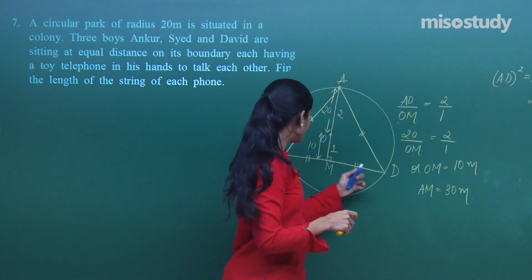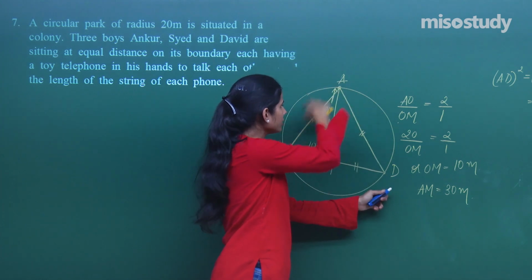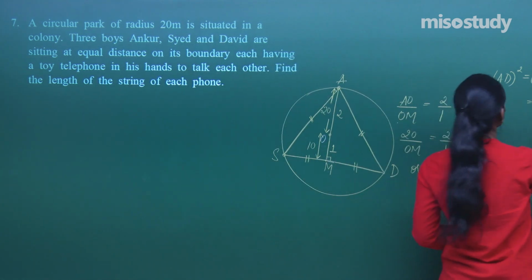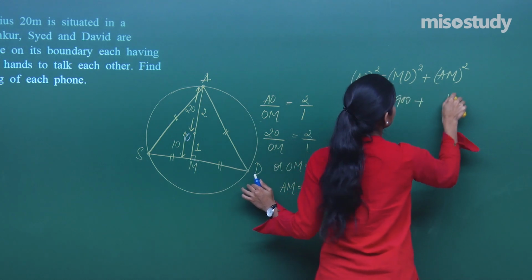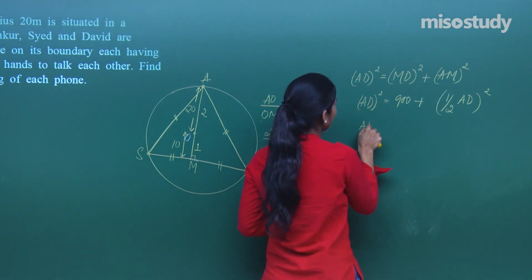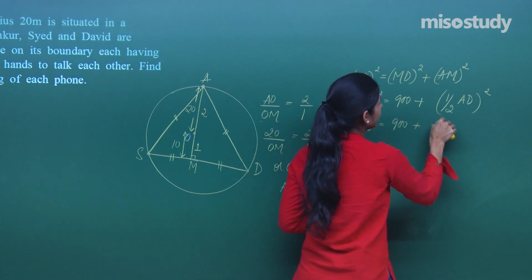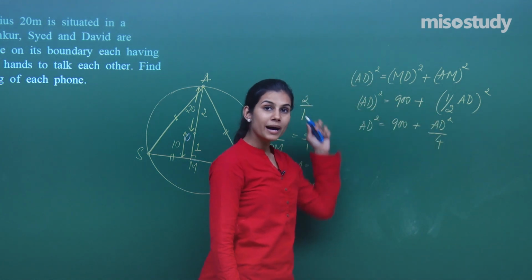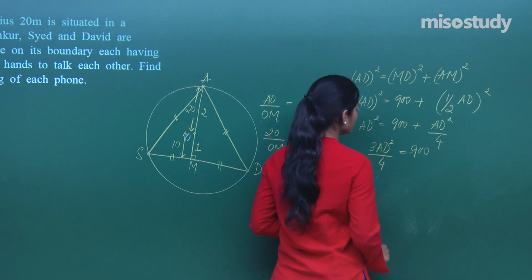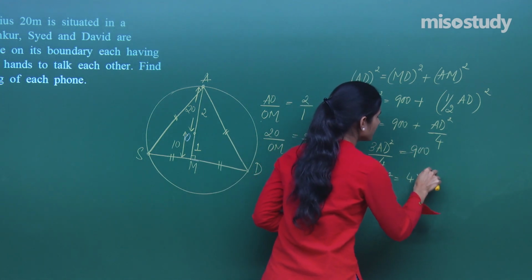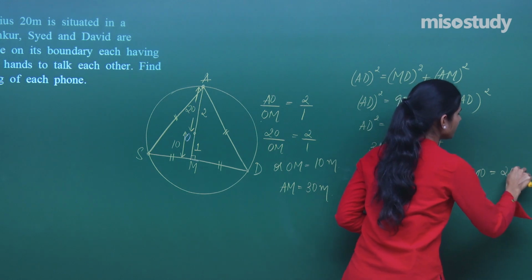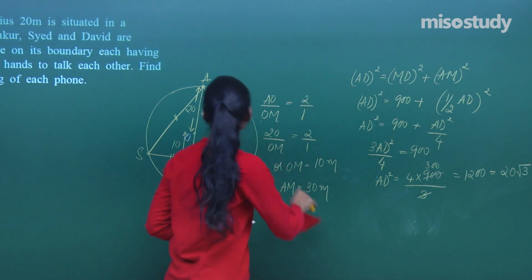MD is what? MD is half of SD, but SD is same as AD, all the 3 sides are equal. So MD I can write as half of SD, but SD is same as AD, so MD is half of AD. And this is AD. So you will have AD square equals 900 plus AD square by 4. Now AD square minus AD square by 4 is 3 AD square by 4. This is equal to 900. So you have AD square is 4 into 900 upon 3. This is 1200. You get 20√3 meters as the answer of AD.